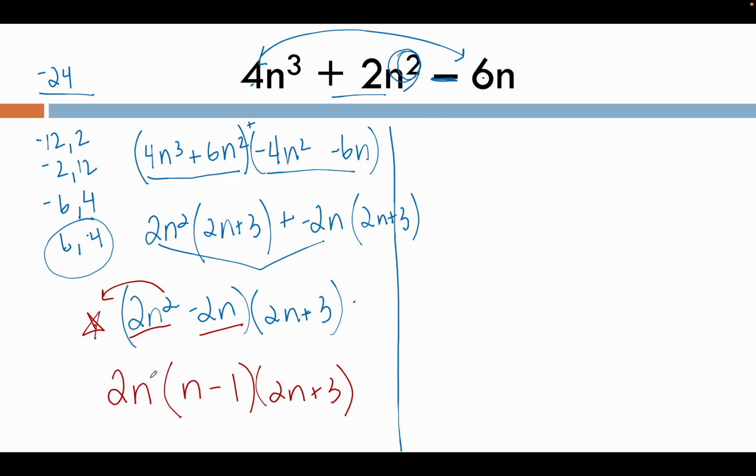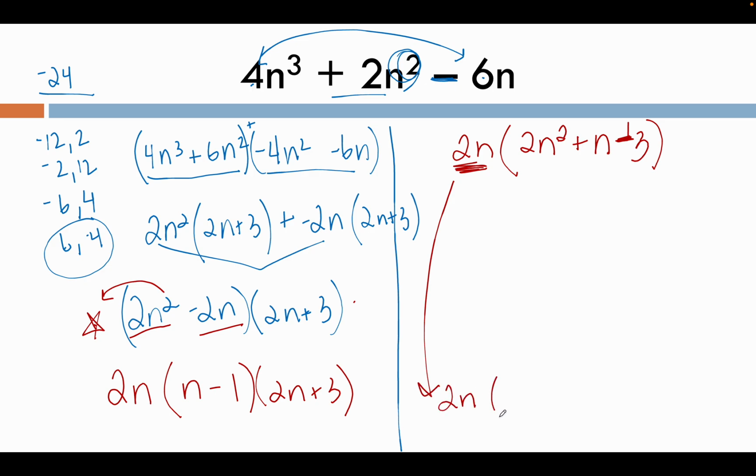If I notice that factor of 2n at the beginning, and I do that at the beginning, then I have 2n times the quantity of 2n squared plus n minus 3. Okay, so the 2n in the front is going to stay there throughout, or you can just kind of set it aside and just bring it down to the end and remember that you need that. That way you don't have to keep carrying it through.